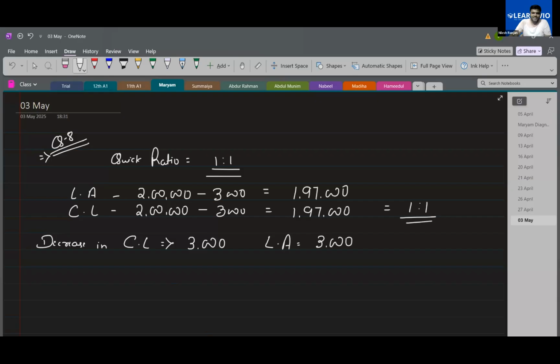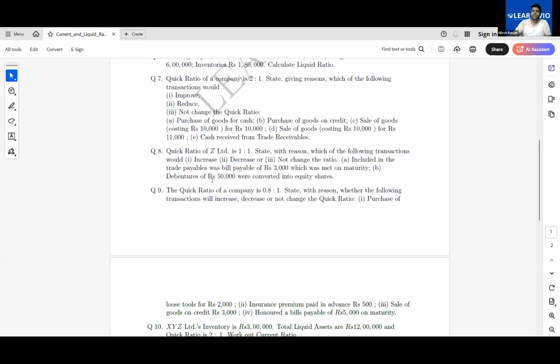Okay. The next one is the debenture one. Actually, I think in this question you have a problem due to this line: included in the trade payables was bills payable. Yes. Okay.